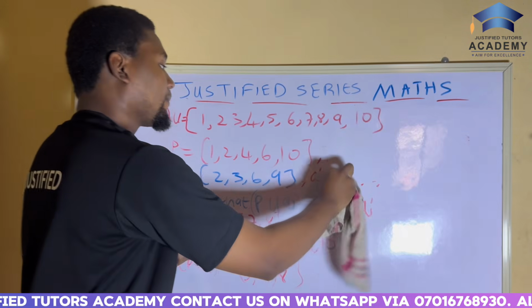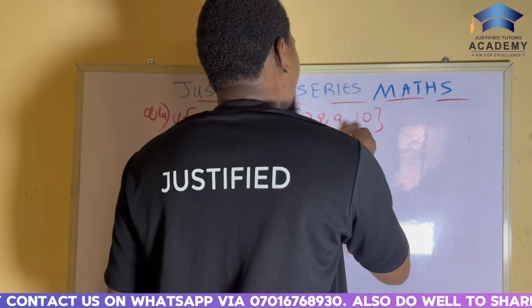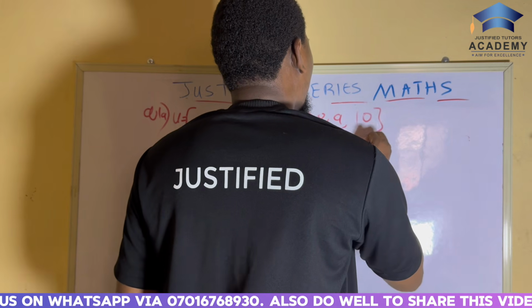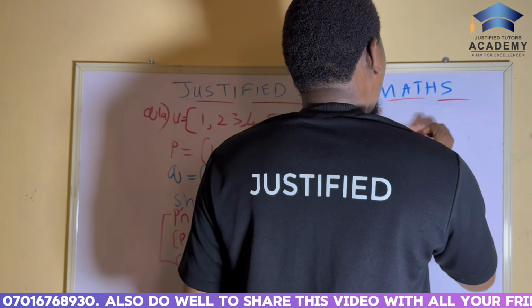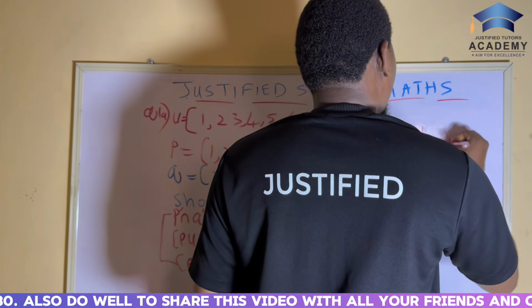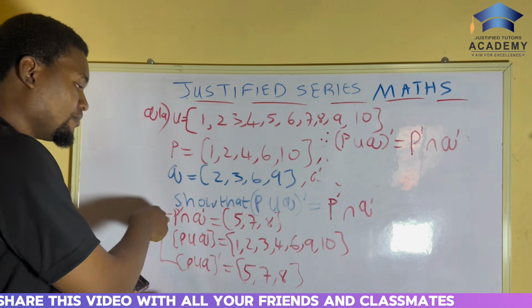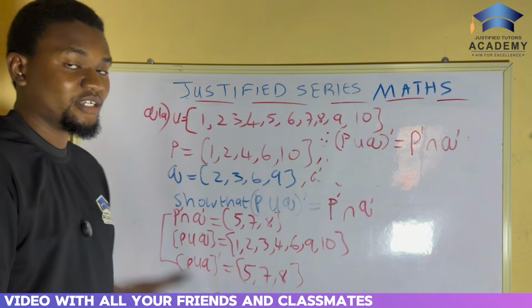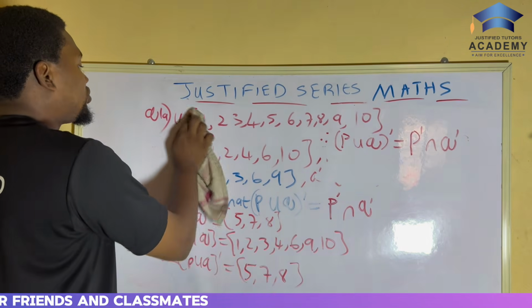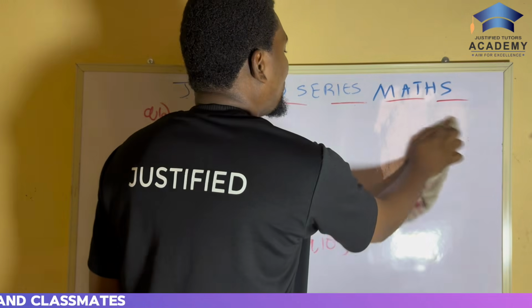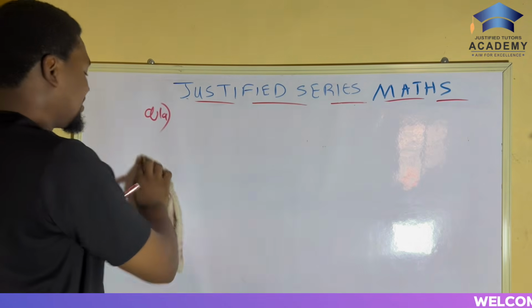So, you now write, therefore, P union Q complement is equal to P complement intersection Q complement. That's how you end it. Because you can see they are equal to each other. Are you getting me? Simple as ABC. Now, let's quickly move towards question 1B. You guys should follow me very carefully. All right. Rubbing this off, let's take question 1B.